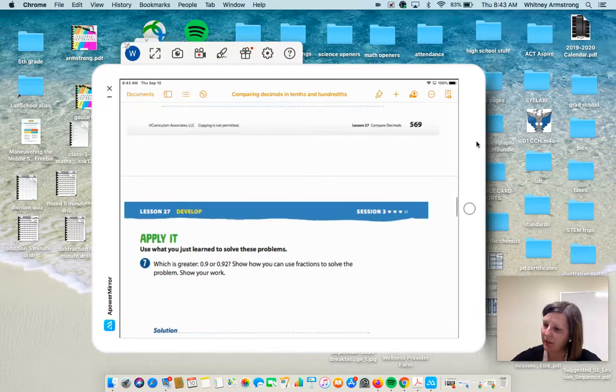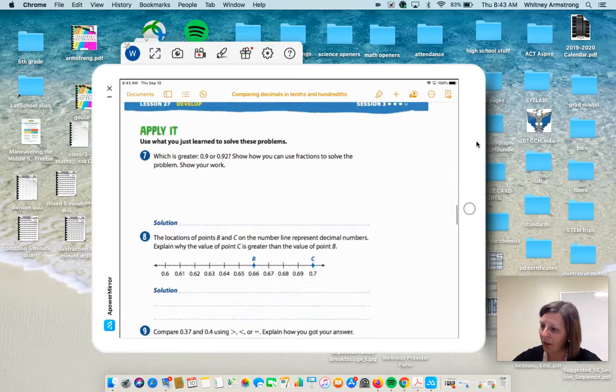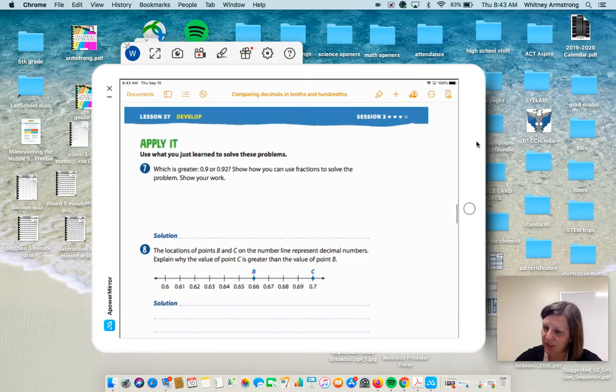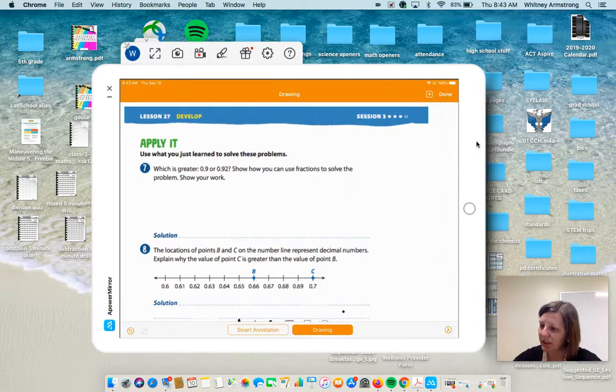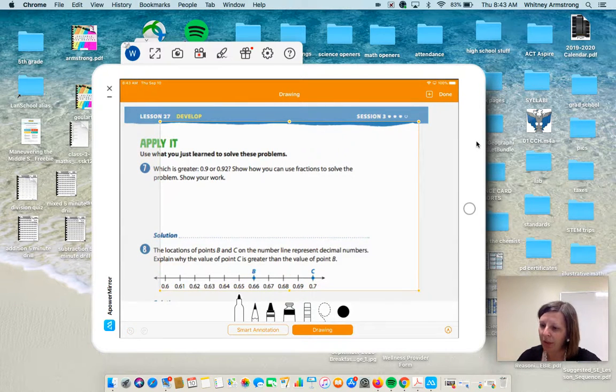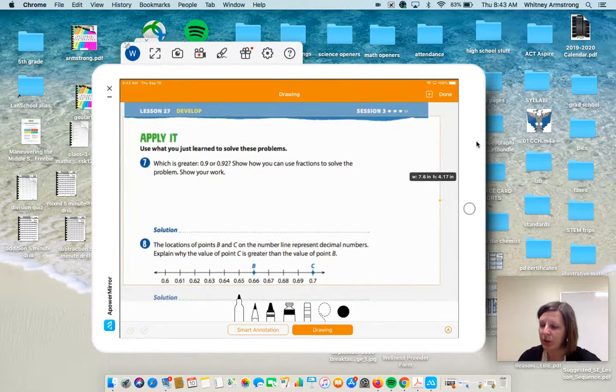Let's do some example problems here. So let's look at number 7. Number 7 says, which is greater, 0.9 or 0.92? Show how you can use fractions to solve the problem. Show your work. So they want us to use fractions in this one.